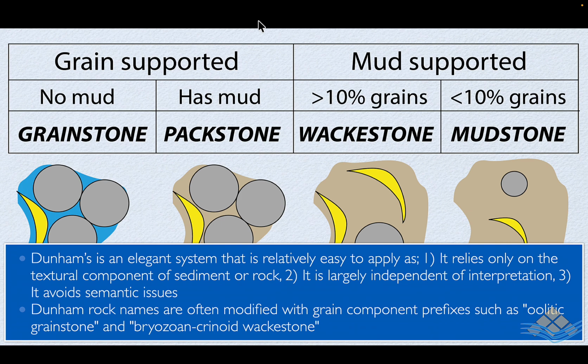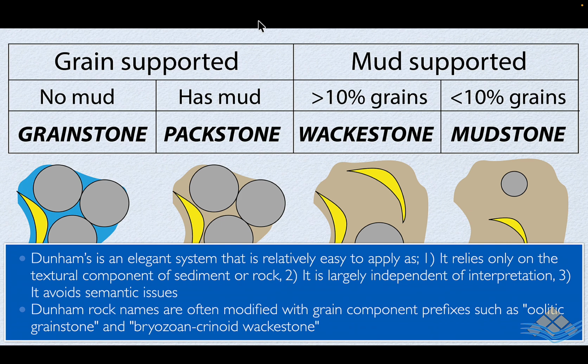Dunham's rock names are often modified with grain component prefixes such as oolitic grainstone or bryozoan crinoid grainstones. Sometimes people combine Folk's classification with Dunham's classification, so we might have a bio-oosparite grainstone combining terms coming from Folk and from Dunham. Let's have a look at the different styles of rock using Dunham's classification.